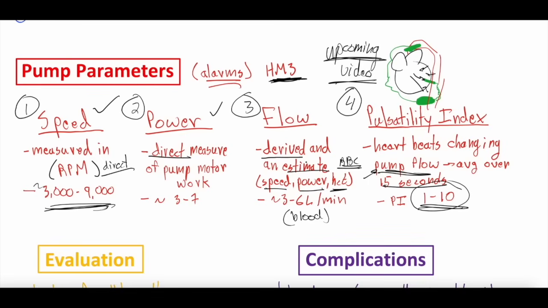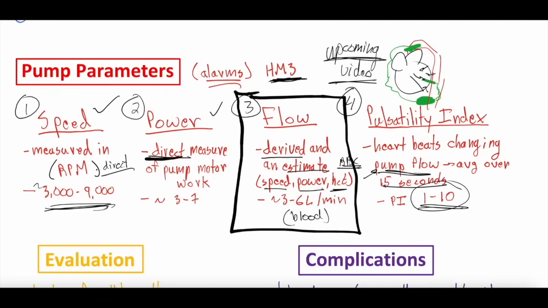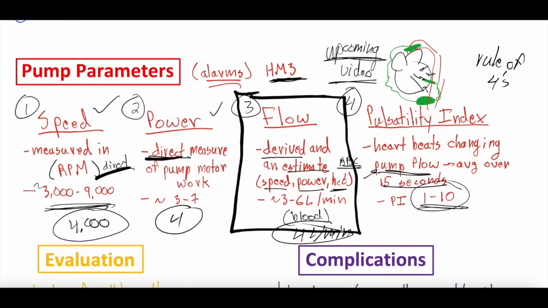So those are 4 things that the controller unit of the LVAD will show you: the speed, the power, the flow, the pulsatility index. The flow is the only thing that is estimated and derived. The rest of them are direct measurements, and all of them can tell you about the quote-unquote normal on the LVAD. Something we sometimes talk about is the rule of 4s. All these should be about 4 something, like about 4,000, about 4 liters per minute. So the rule of 4s can at least give you a ballpark estimate of what the quote-unquote normal is in the setting of pump parameters.